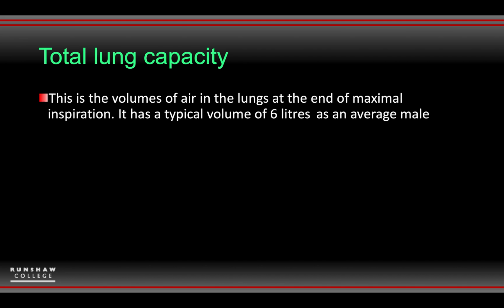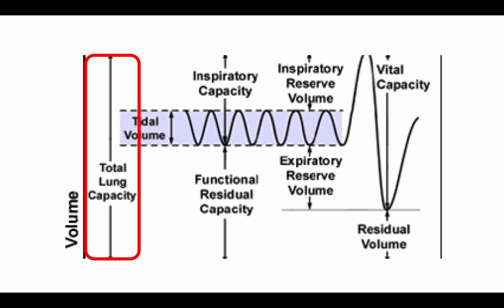And lastly, you've got your total lung capacity, which is everything in one. All right, so you've got a total of typical volume of 6 litres as an average male. Okay, so that's inspiratory reserve volume, tidal volume, expiratory reserve volume, and your residual volume, all in one. All right, and that's what we would measure.